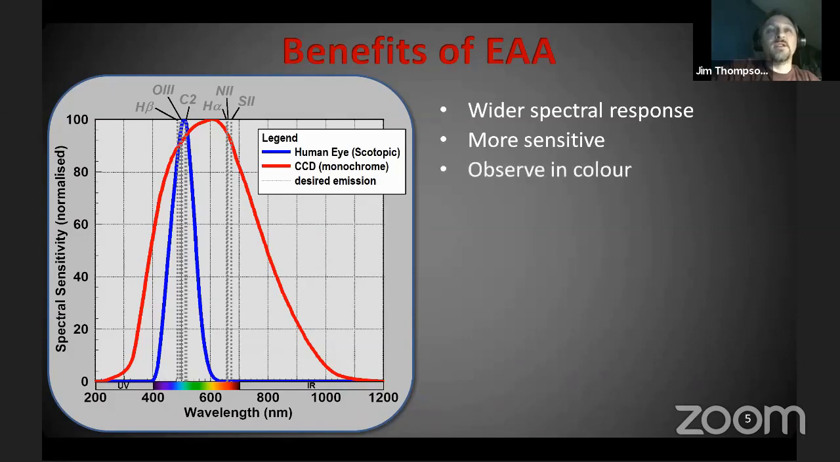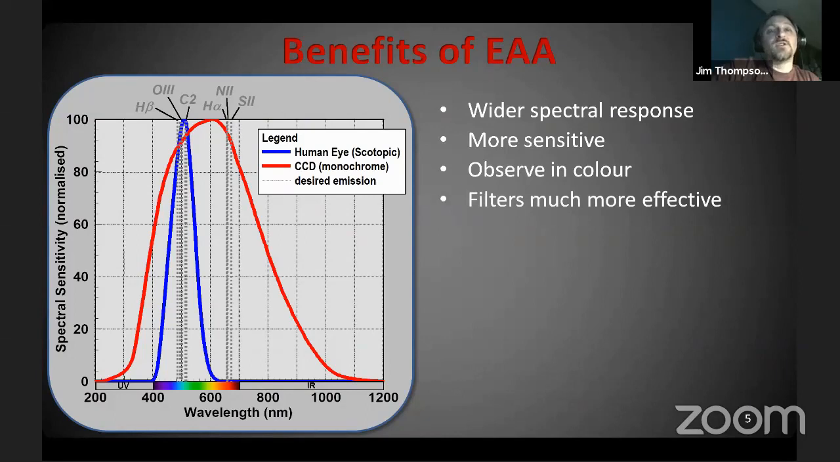Another advantage is we can see in color. So the human eye, when it's dark adapted, is using the rods instead of the cones in our eyes. And as a result, we don't really perceive color very well. We tend to see mostly grays and greens. But a camera can see easily in color in the dark.